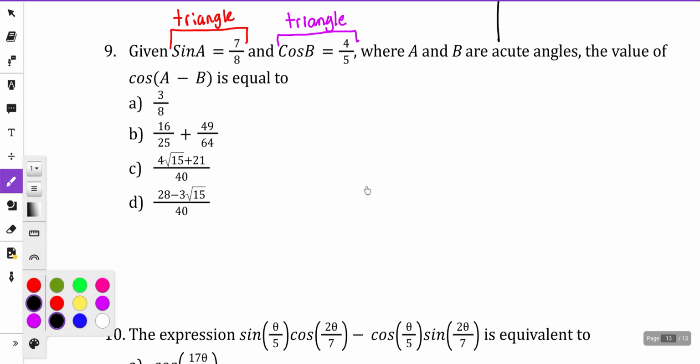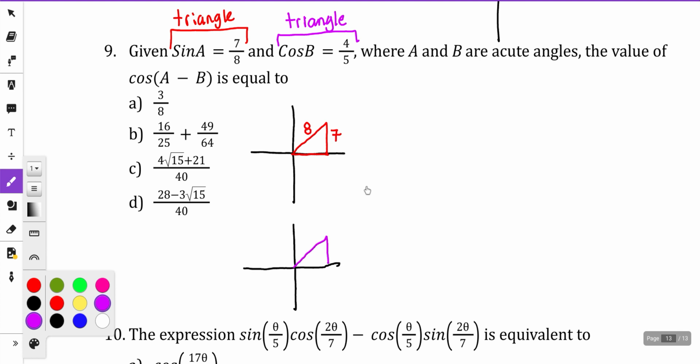First one. Let's just build them in quadrant 1. Would have a y value of 7 and r value of 8. The second one. Build it in quadrant 1 again. Have an x value of 4, r value of 5.